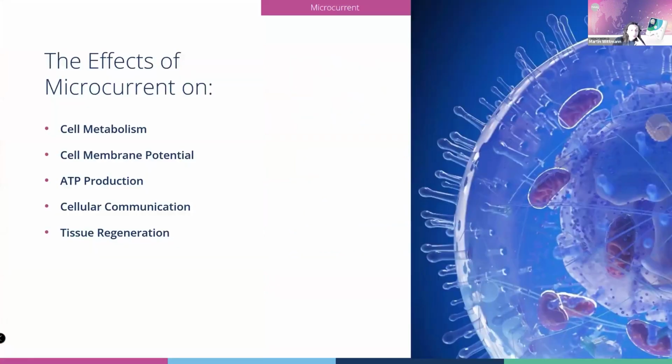Then the effects of microcurrent on cell metabolism, cell membrane potential, ATP production, cellular communication, and tissue regeneration. Tissue regeneration is also quite fascinating because, for example, if you have a cut and you have a wound, then of course the current that goes through your skin usually doesn't go through anymore. So there's basically a disconnection of the current signaling in your cell. And if you apply microcurrent, you can put some certain information back in this tissue that is actually not working anymore.